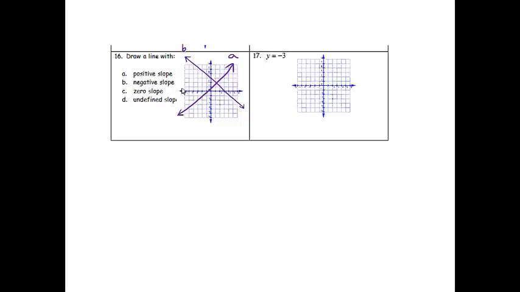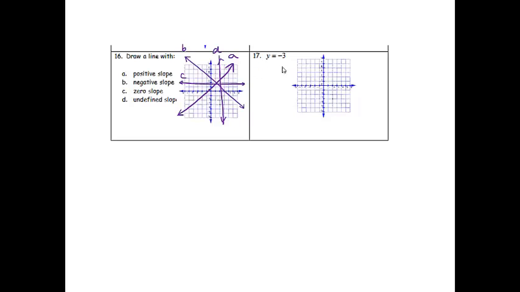We need 0 slope, which means it's just a flat line. So this would be C. And then an undefined slope is so steep we can't ski on it or walk on it. And so that would be one going straight up and down, and that would be D. So make sure you have labeled your 4 lines to show which one is which.